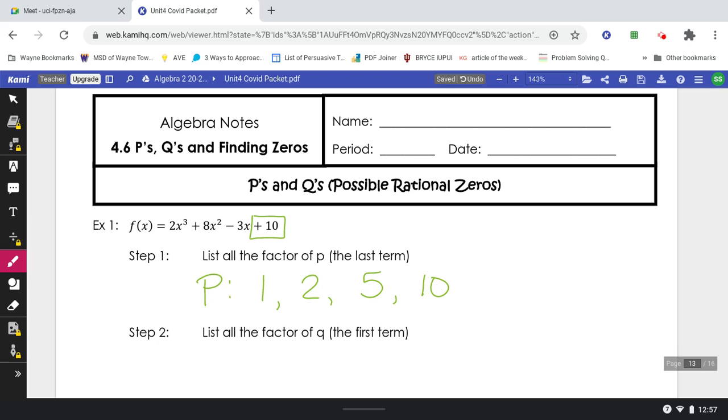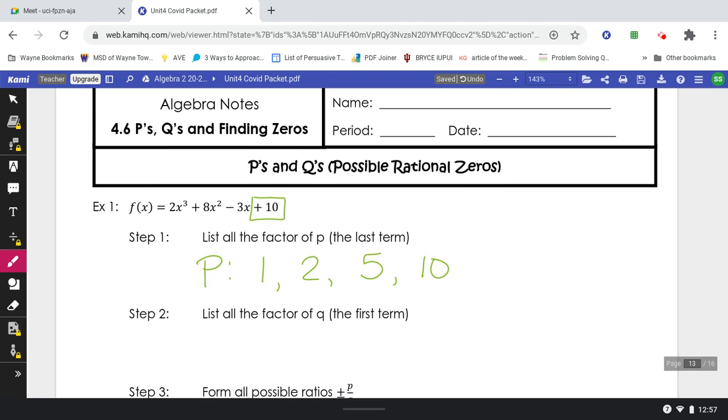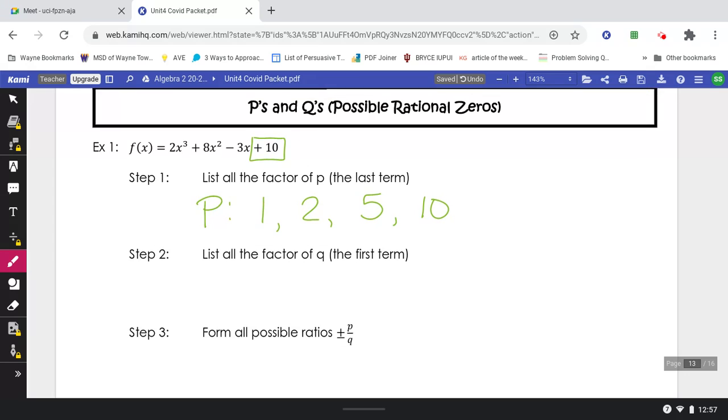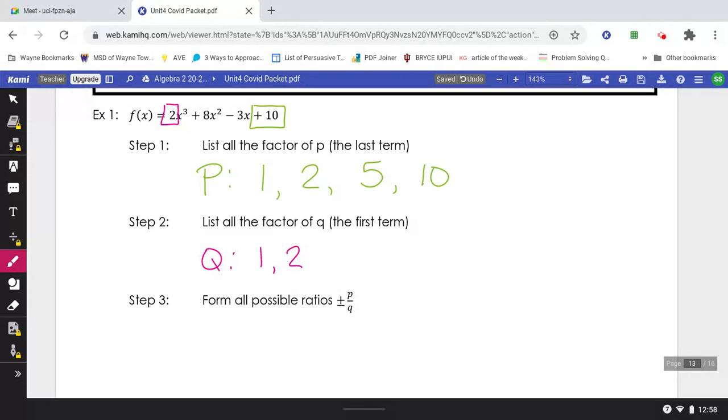Now, because I have a positive 10, these could all be positives or they could all be negatives. So negative 2 times negative 5 would also get you a 10. We'll take care of that plus minus at the end of the problem. Step 2, you're going to look for all the numbers that multiply to make 2. So the very first term, those are called your Q's. The only numbers that multiply to make 2 are 1 times 2, or negative 1 times negative 2. Again, we'll get that plus and minus at the end.